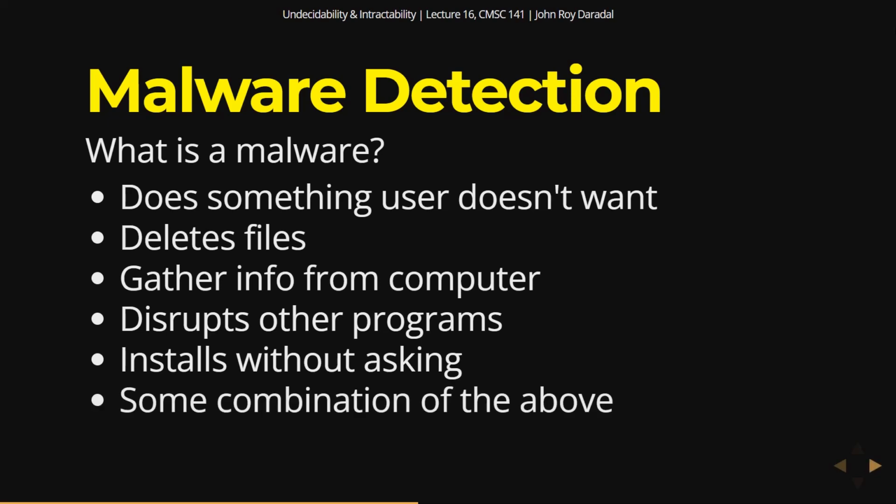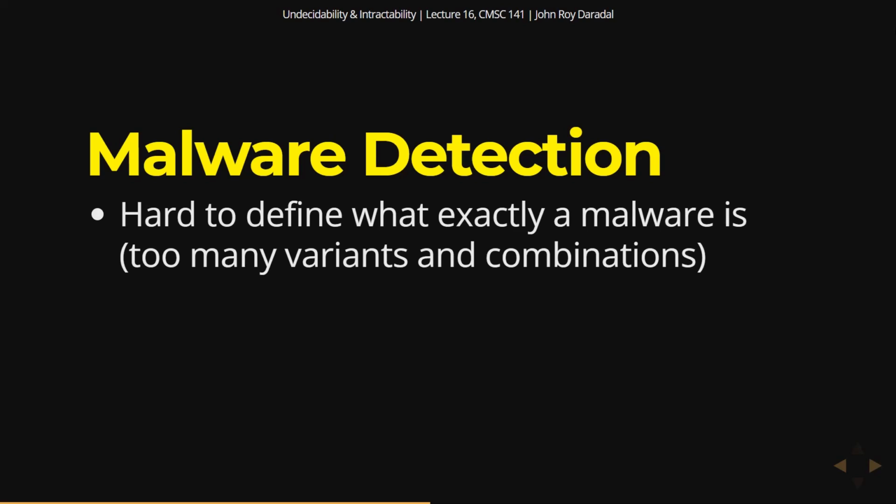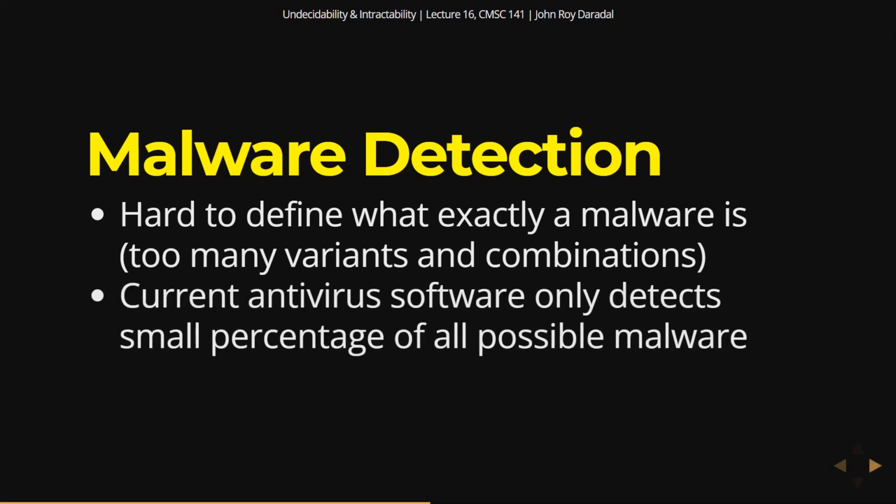Okay, so the term malware is actually very general, right? So it's hard to define what exactly a malware is. There are too many variants and combinations. It's hard to specify it, hard to define it in a way that every type of malware is covered. So the current antivirus software only detects a small percentage of all possible malware. Only the known malware are being countered by the antivirus software.